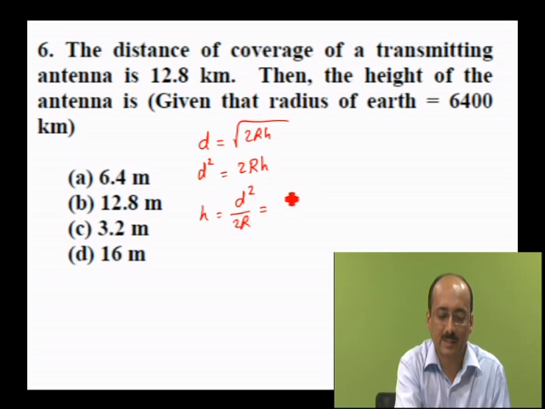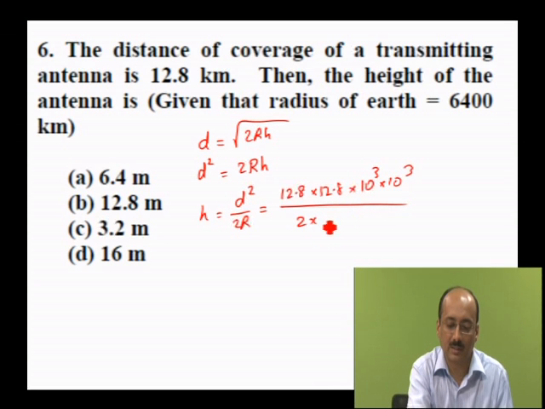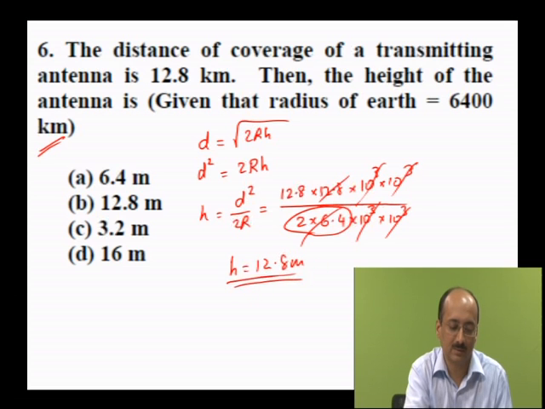D in this case is 12.8. Since it is squared, I will write it twice. And kilo is there, 10 raised to 3 and again 10 raised to 3. And now 2 into this 6400, I can write it like 6.4, then 10 raised to 3 will come out of it. Again kilometer is there, one more 10 raised to 3. So these will get cancelled. And 6.4 into 2 is 12.8. Then that will get cancelled. You are left with 12.8 meter as the antenna height, which is choice B.